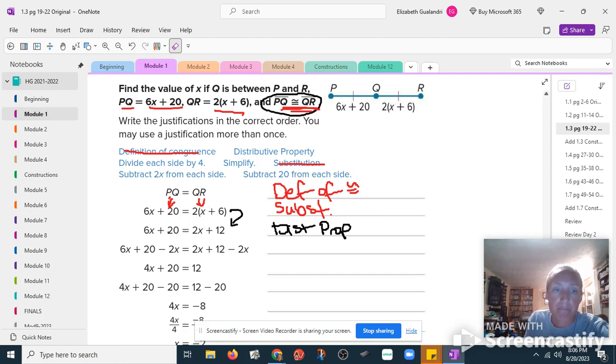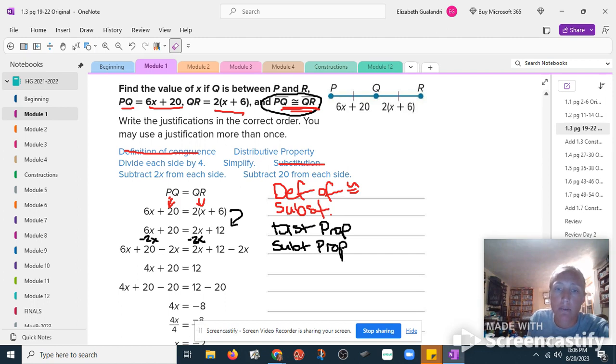You distributed the 2. From this step down, you can see that what the person is doing is subtracting 2x from both sides. Now, most of you will write this as a minus 2x like this. What they did is rewrite the problem so you can see that's what they're doing there. So this is what is called the subtraction property.